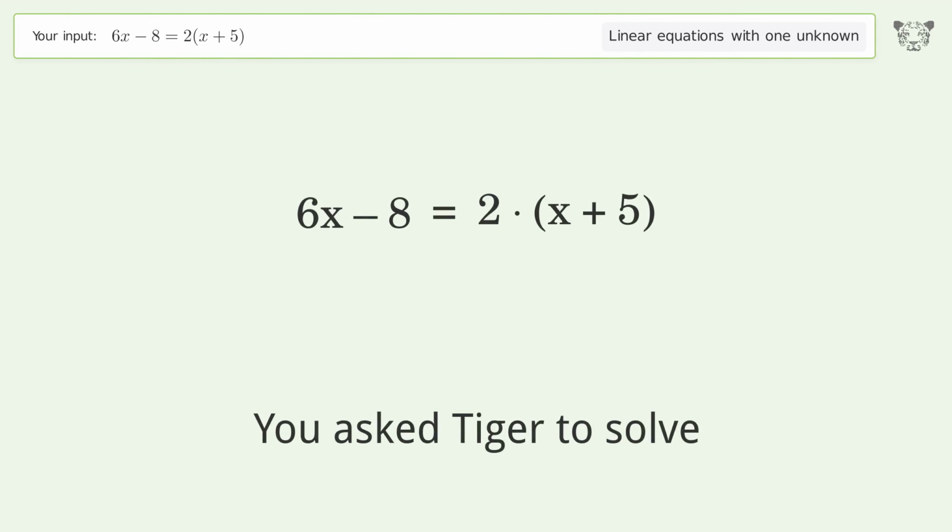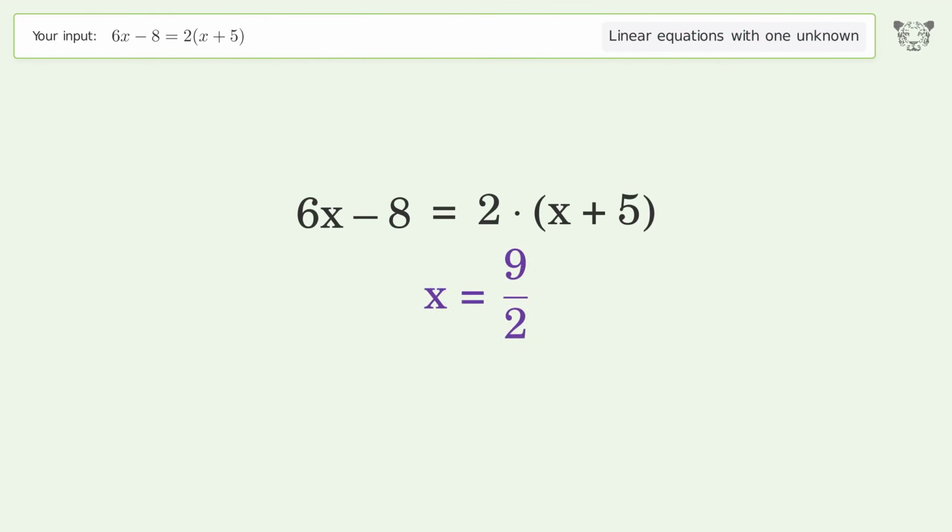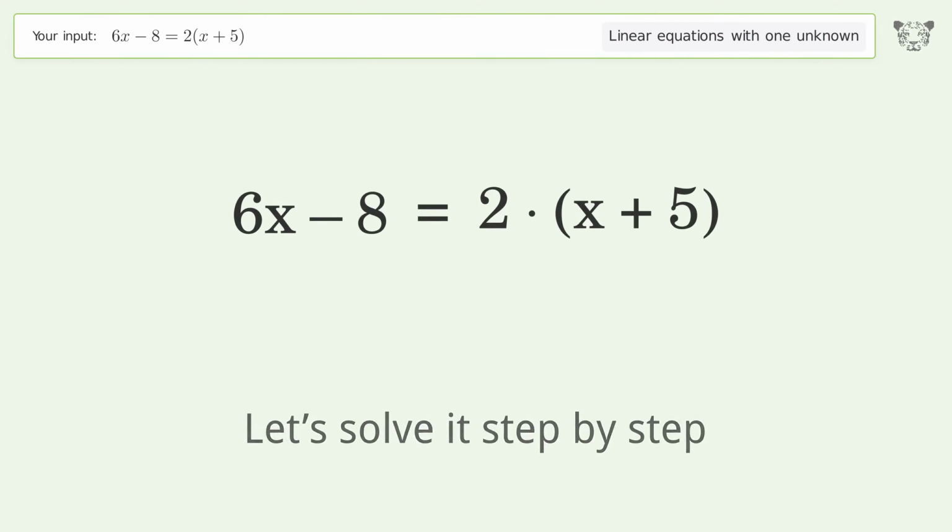You ask Tiger to solve this. This deals with linear equations with one unknown. The final result is x equals 9/2. Let's solve it step by step.